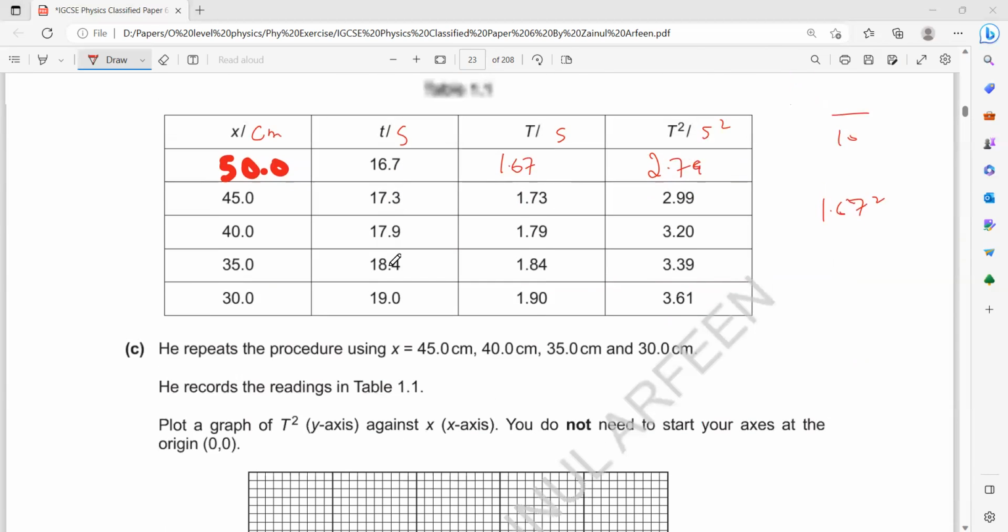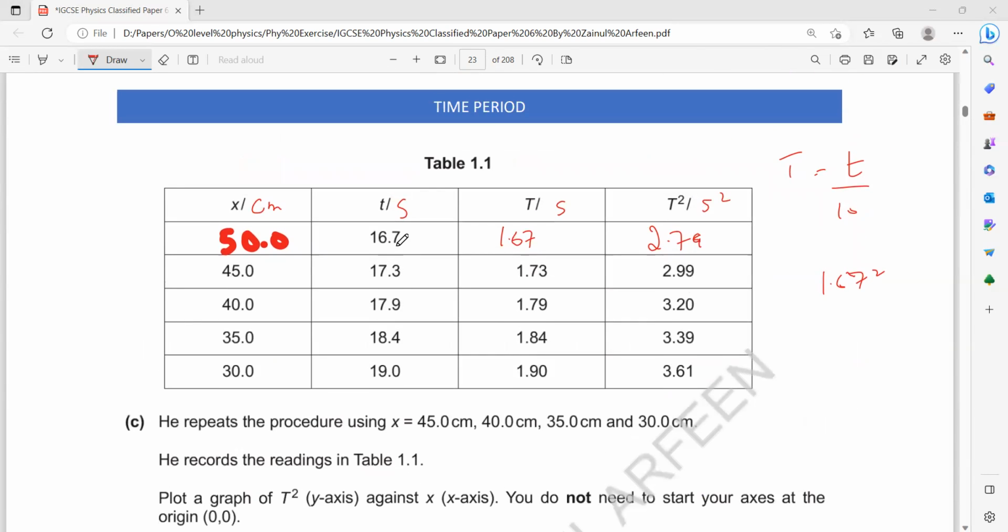Then he repeated the procedure, and now we have to plot a graph for T square and x. So what are the values? As we have to plot a graph for T square and x, or I can write x first. So x and T square. It was 50, 45, 40, 35, 30. And the values for T square are 2.79, 2.99, 3.20, 3.39, and 3.61.